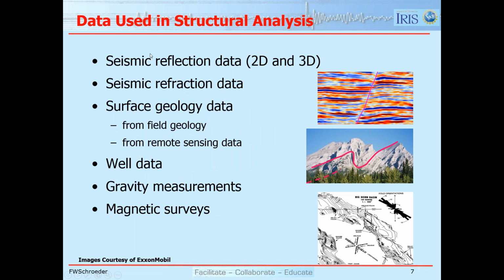The data that we use: a lot of seismic reflection data, either 2D seismic or 3D seismic. We can use seismic refraction data. We can use surface geological data, information we get from field mapping, and we also are able to use remote sensing. We may have some wells, and those wells may intersect several fault zones, and so we want to know where those faults are and what age is above the fault and below. Gravity measurements can be helpful in determining the structure in a basin, and also magnetic surveys.